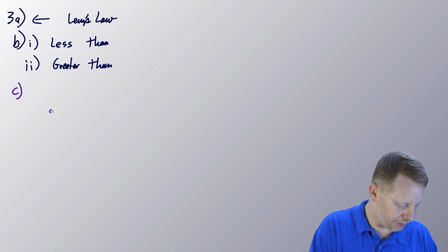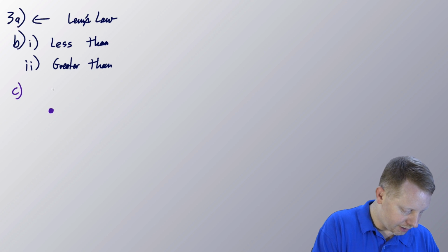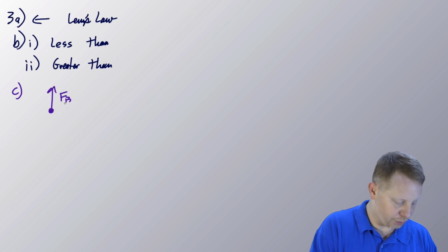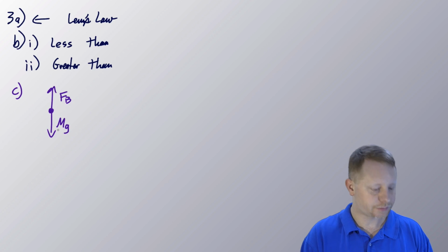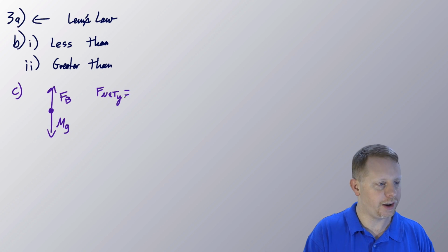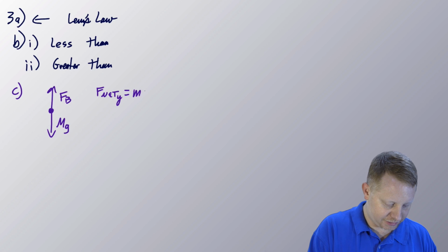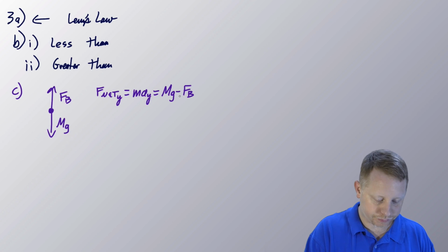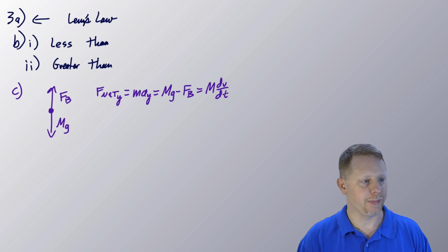Now, I always start these with the free body diagram. We've got a magnetic force pointing up, and we've got the weight of the bar down. So using Newton's second law in the y direction, net force in the y direction, which is our mass times acceleration in the y direction, that's going to be mg minus our magnetic force. ma is going to be our mass, capital M, and acceleration in the y is the derivative of velocity with respect to time.